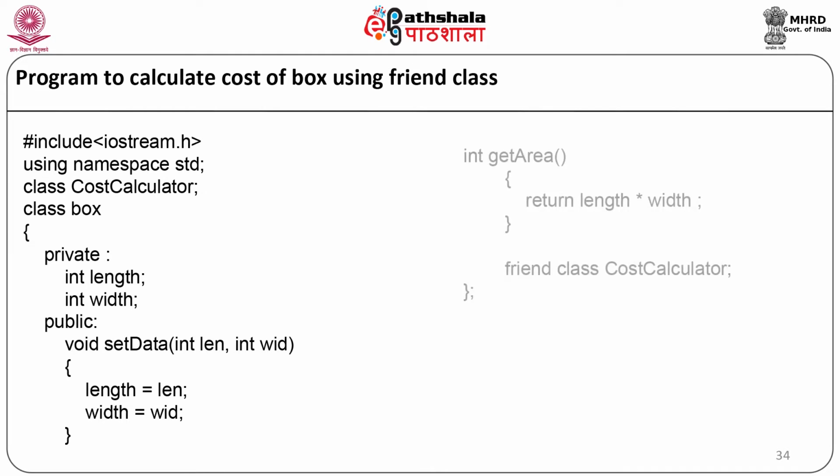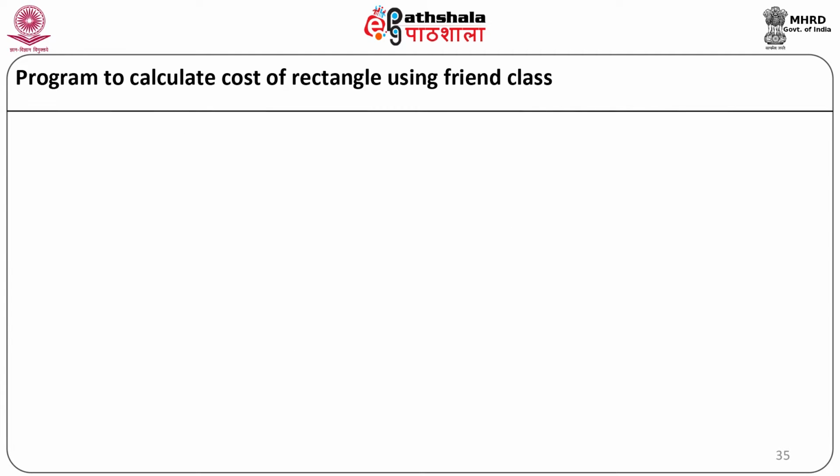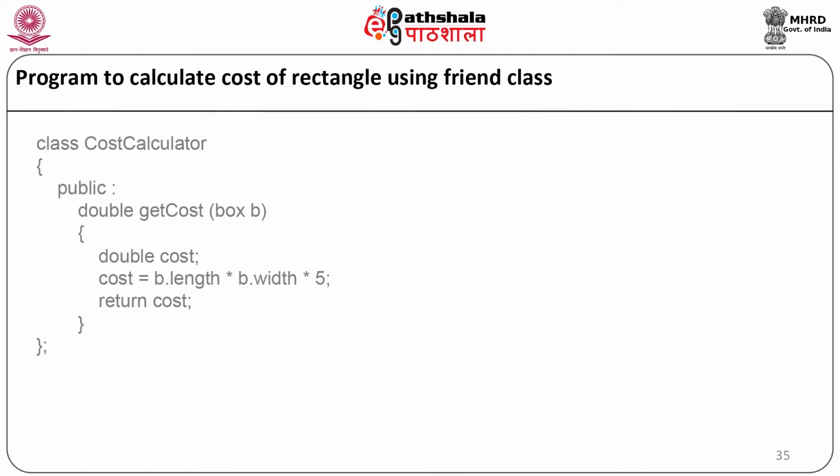The second member function will be integer get area, return length into width. Our get area function will end here. Now we are going to have friend class cost calculator semicolon, and our class box will end here. Now we will start with our class cost calculator. In a public section we are going to have a member function whose return type will be double. Get cost, box b1 will be the object.